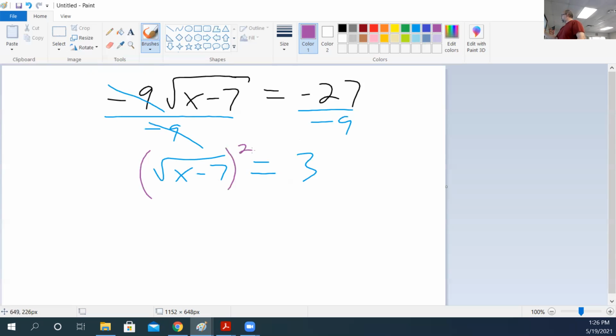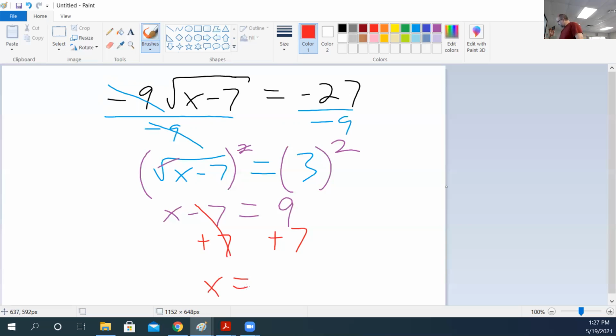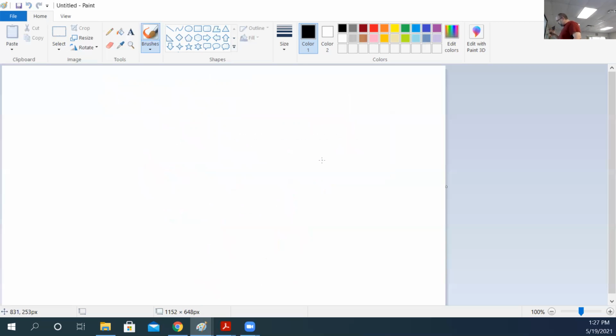So we can square both sides. The square cancels the square root. x minus 7 equals 3 times 3, which is 9. Now to actually solve it, we have to add 7 to both sides. So x equals 9 plus 7, which is 16.